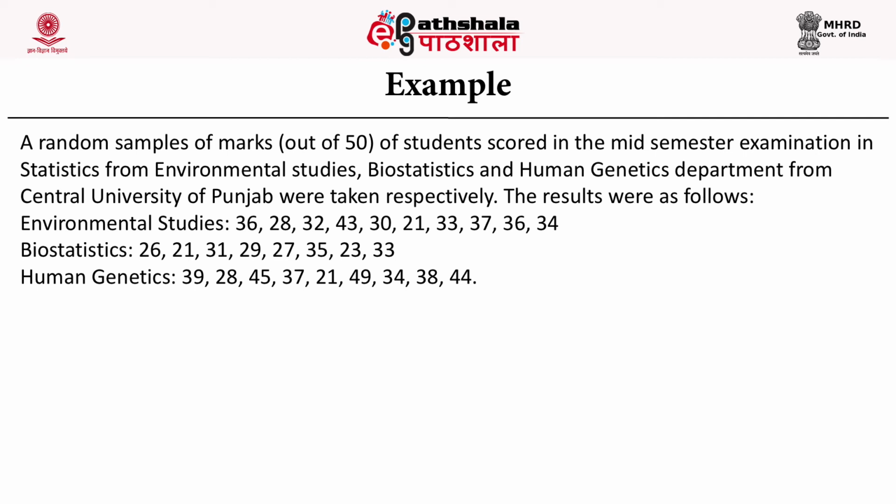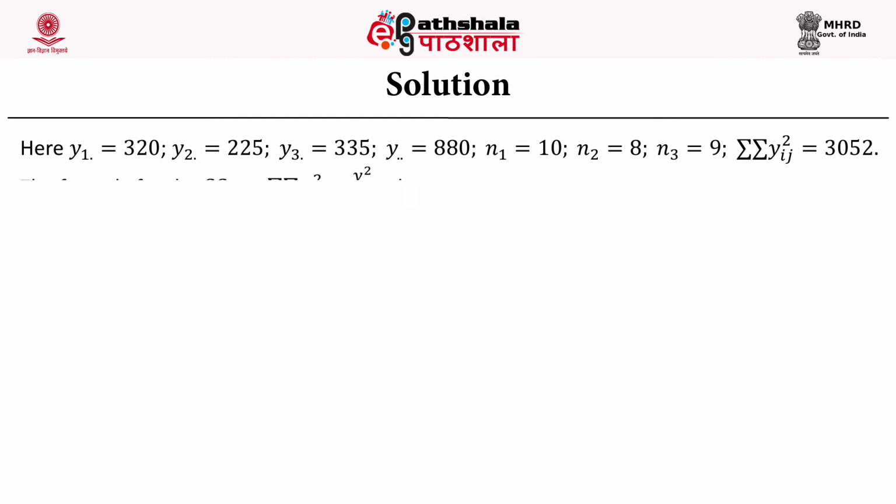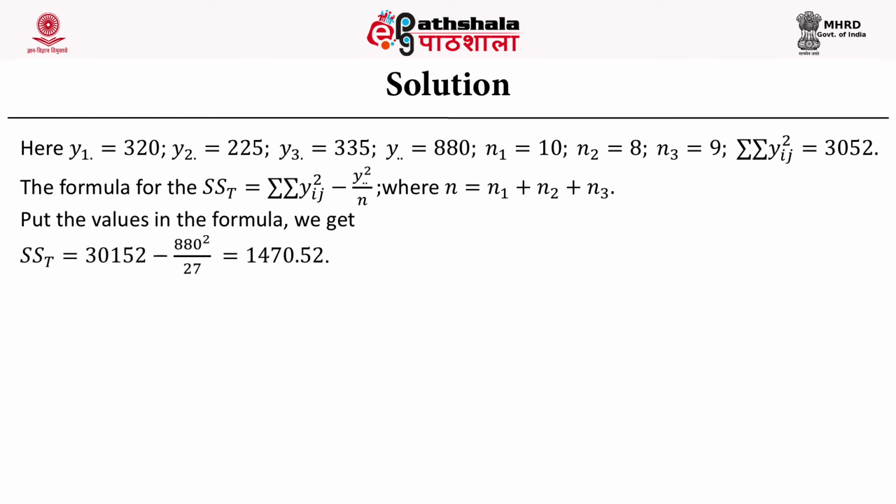Here y1 dot is the sum of the marks of the students from the environmental studies department, y2 dot is for the biostatistics department, and y3 dot represents the sum of the marks of students from the human genetics department. And n1 here is 10, n2 is equal to 8, and n3 is equal to 9, and the double summation of yij square is equal to 3052. The formula for the sum of squares of total is equal to the double summation of yij square minus y double dot square upon n, where n takes the value n1 plus n2 plus n3.